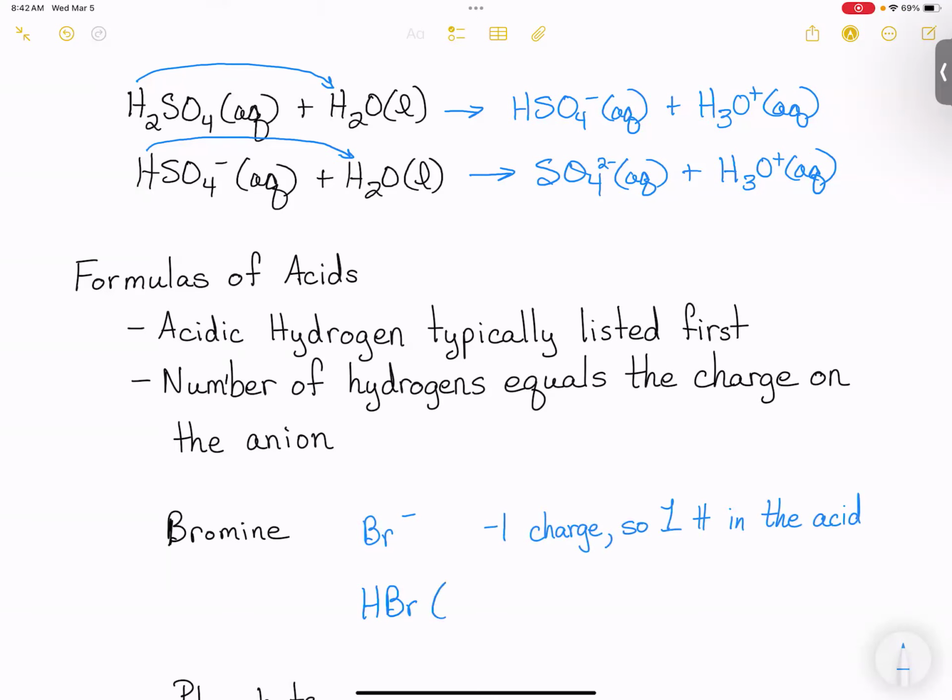And I always include aqueous to help distinguish it as an acid from the covalent molecule of hydrogen with a group 15 through 17. So a lot of times when I write acids, I'll always put aqueous behind them just to distinguish between the covalent molecule and the acid.